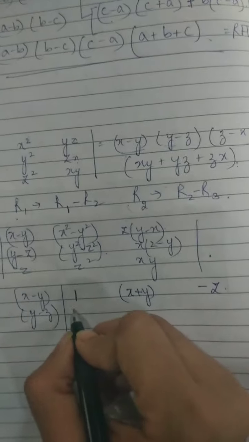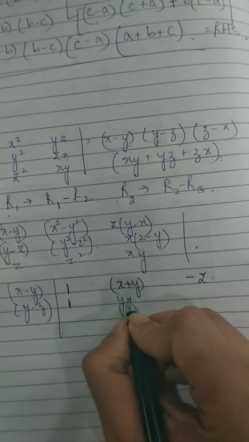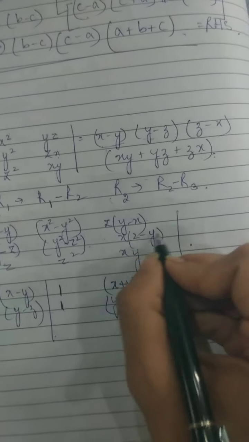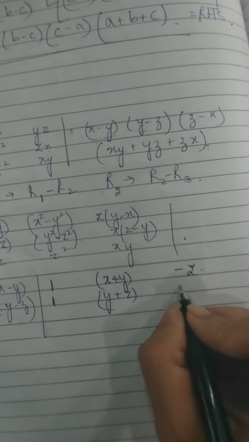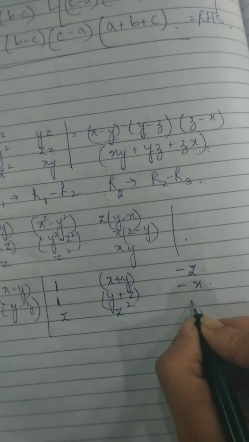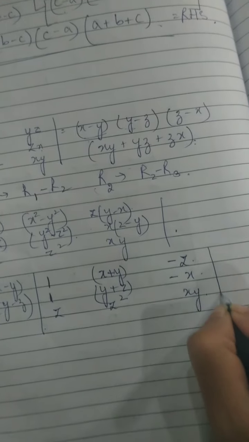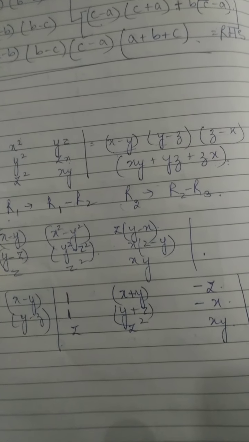Likewise, y minus z common. This is 1. Y square minus z square. This is y plus z we are left with. And this z minus y. We need y minus z, so we'll take this as minus x. Right?